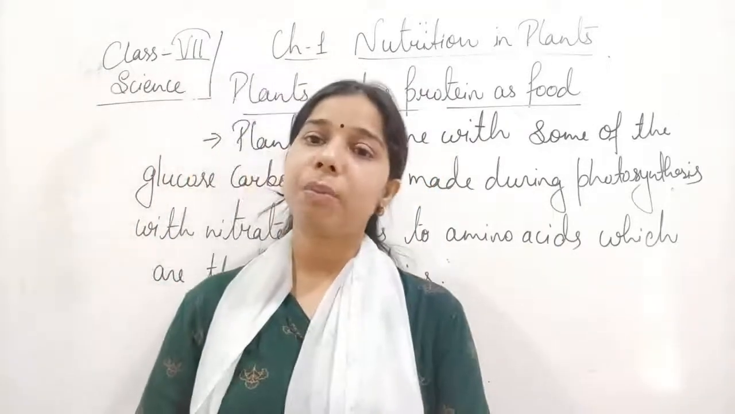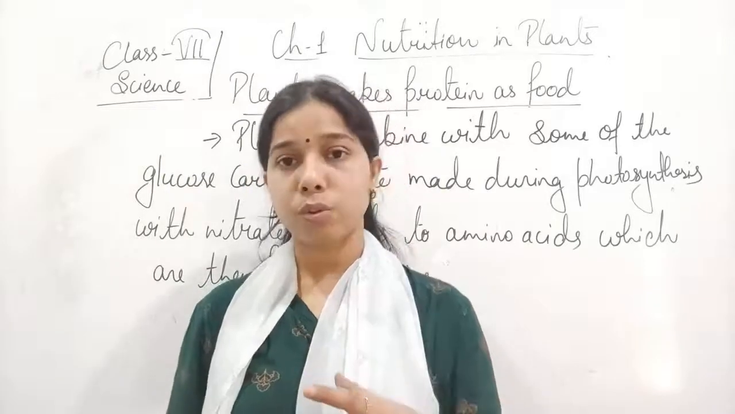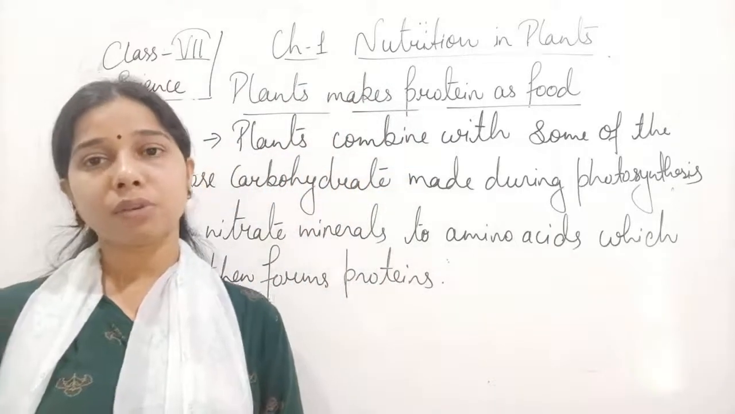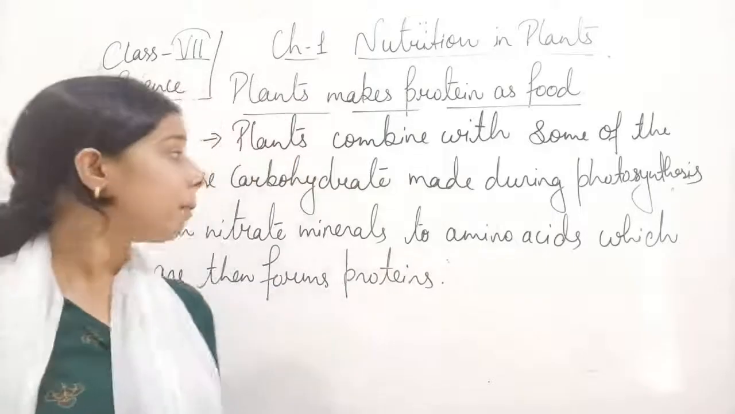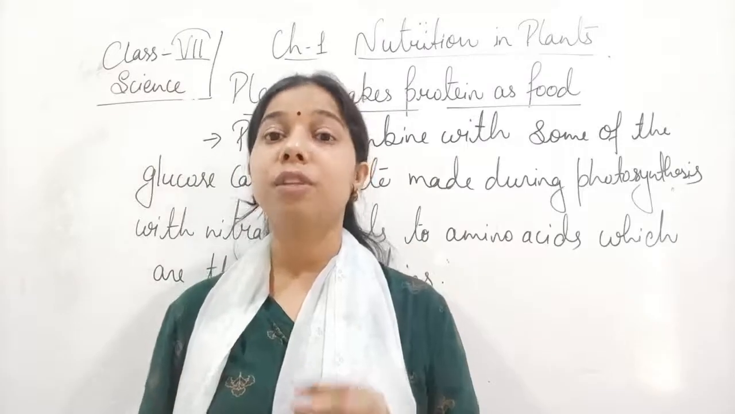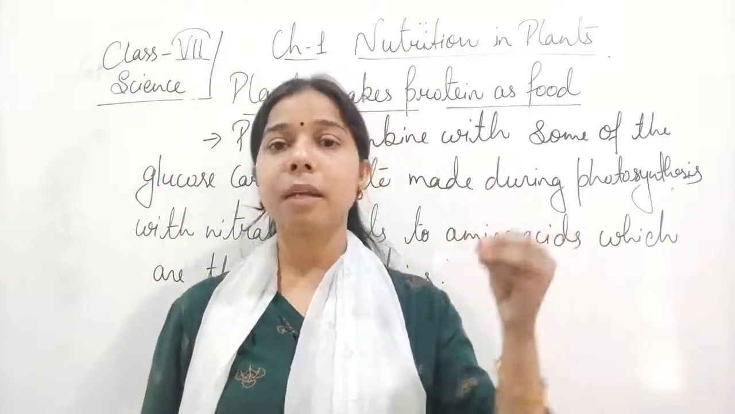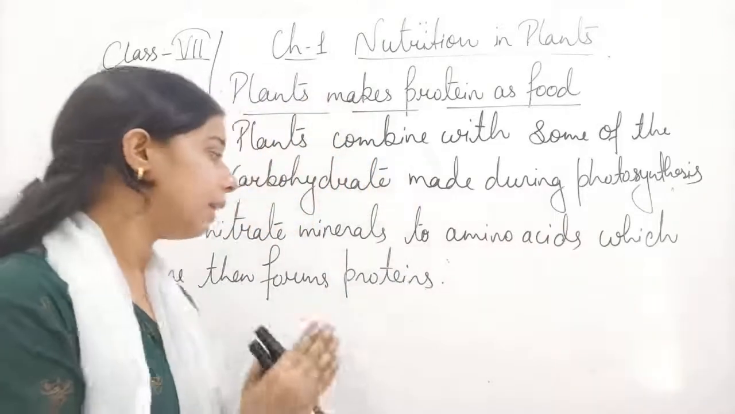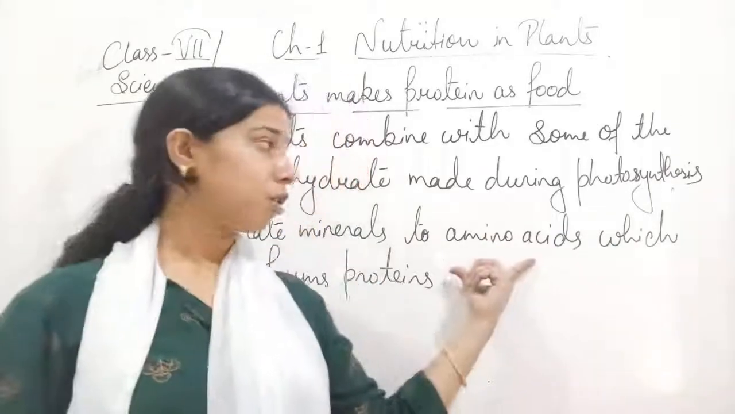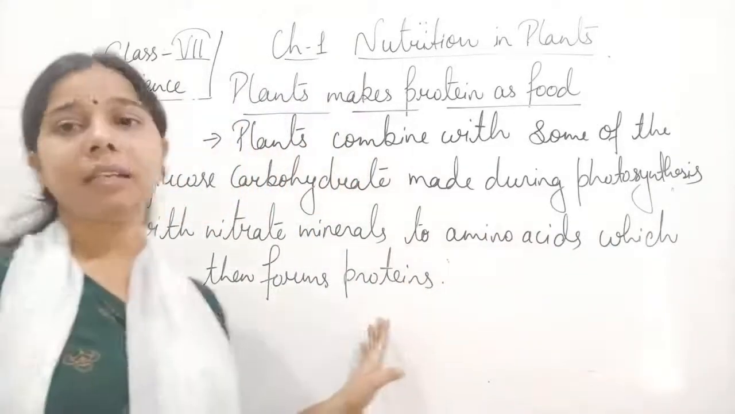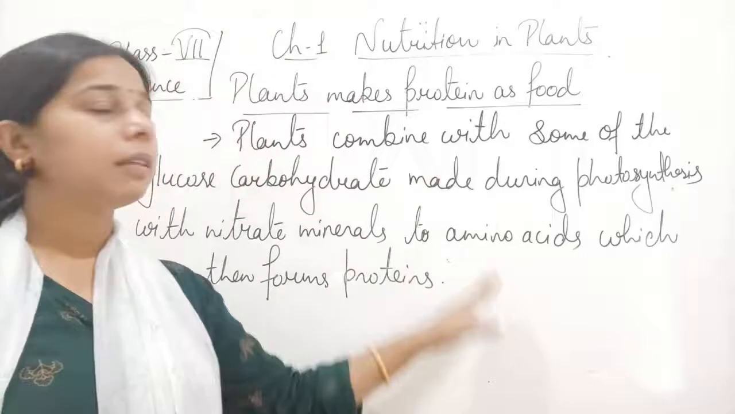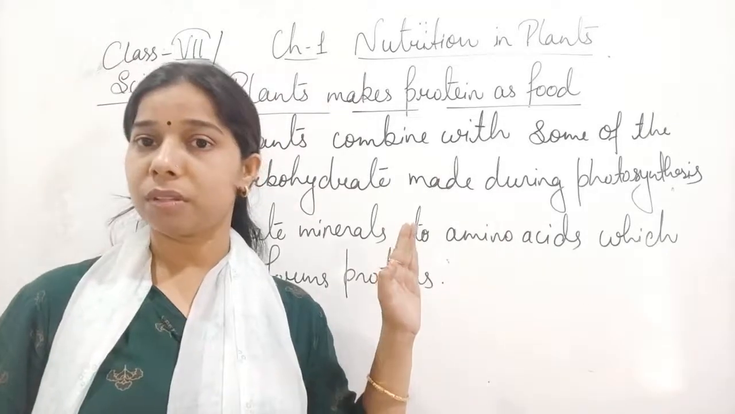And how do they make the protein, students? Since they need nitrogen, the glucose which is formed as a result of photosynthesis combines with some of the nitrate minerals. These nitrate minerals they get from the soil. So the glucose combined with the nitrate mineral finally helps in the formation of amino acid, and this amino acid helps in forming the proteins. By this method protein is formed, students.